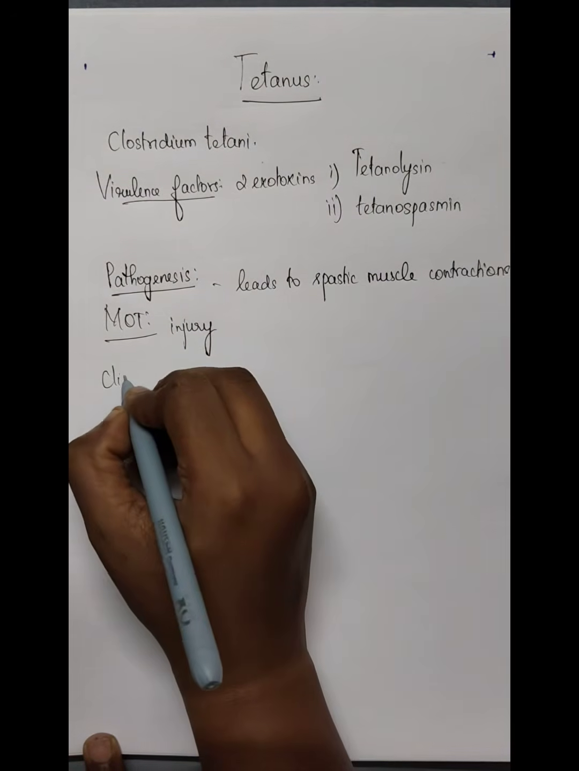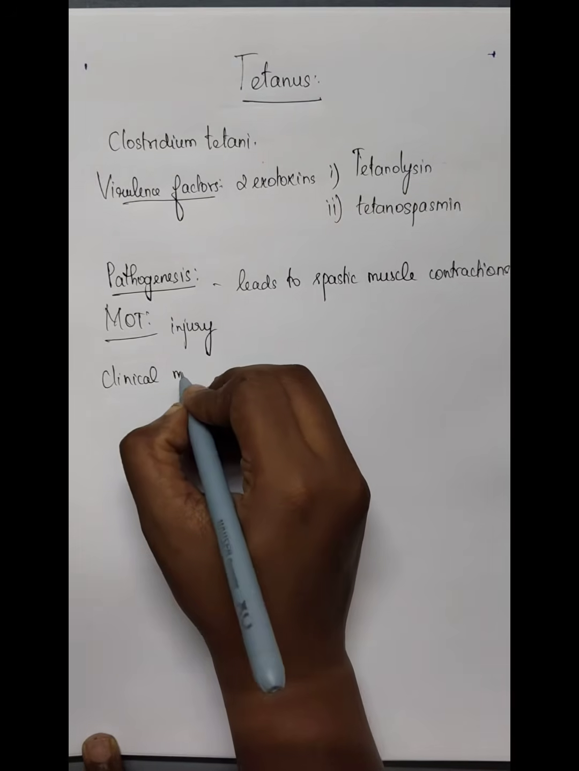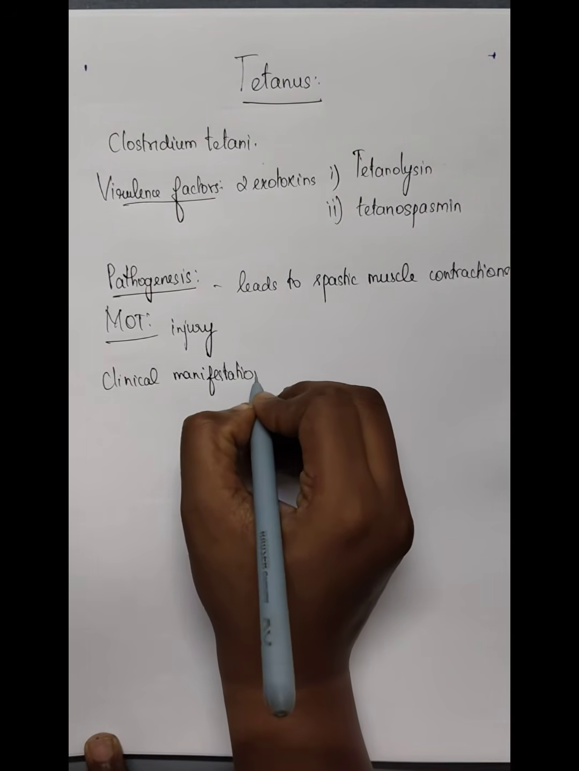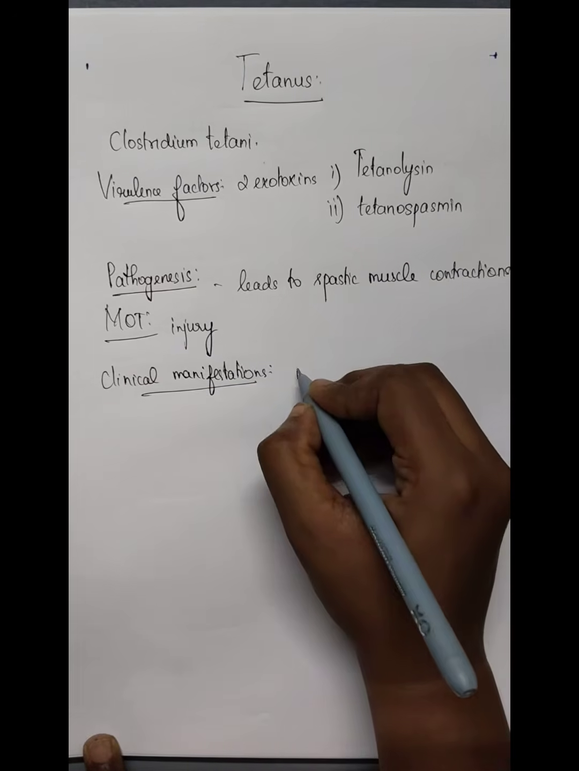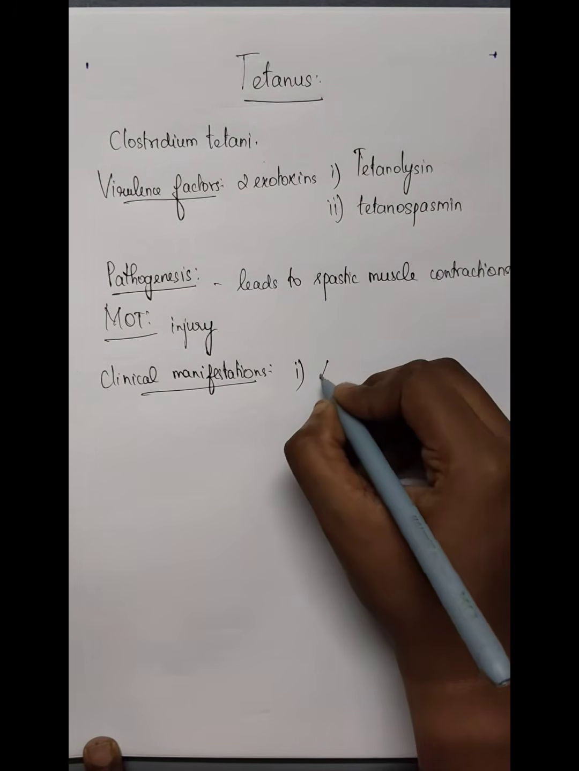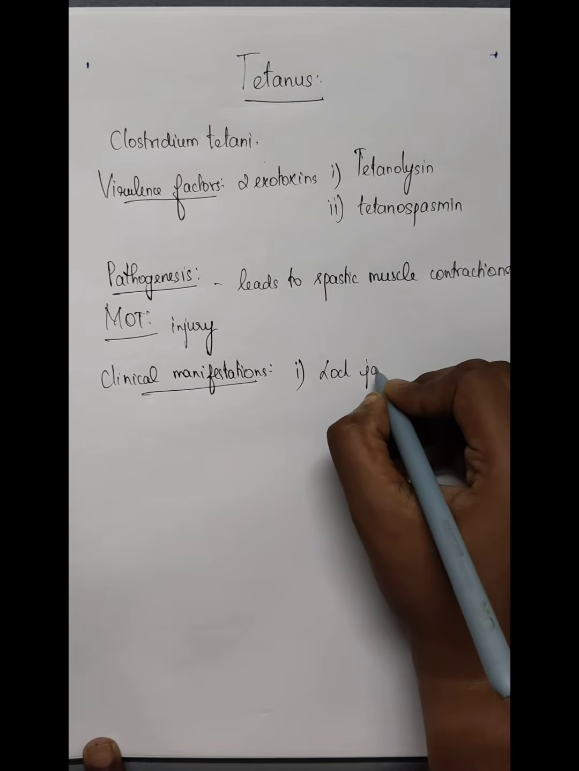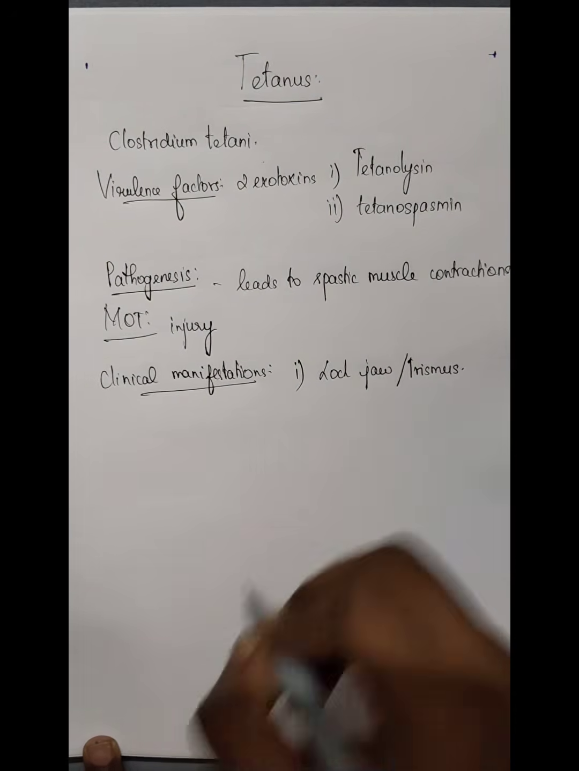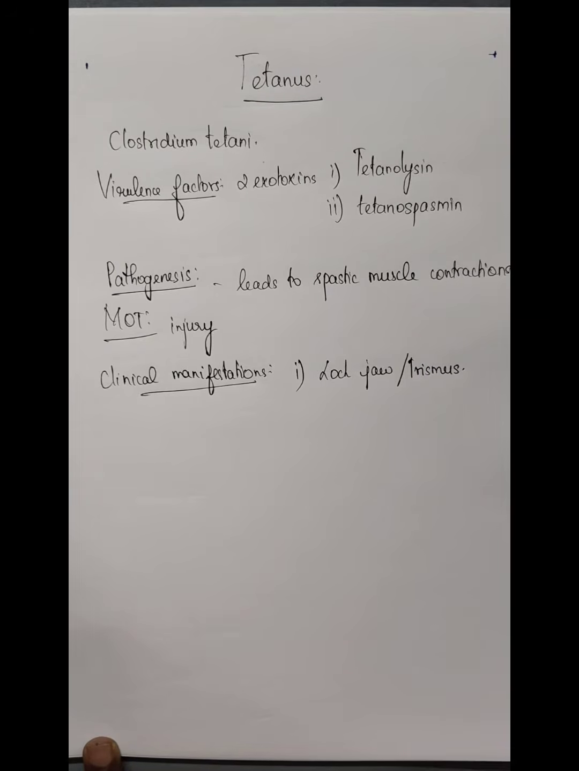Let's see the clinical manifestations. Initially, the muscles of face and jaw are affected. There will be increase in the tone of masseter, which is known as lockjaw or trismus. There will be muscle pain, stiffness, and difficulty in swallowing. In neonates, there will be difficulty in feeding.